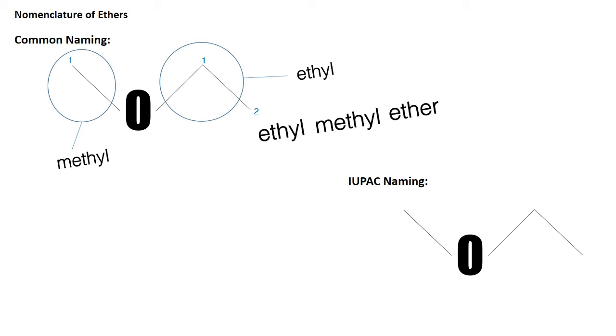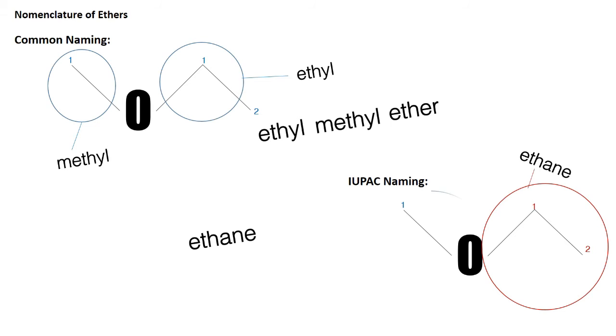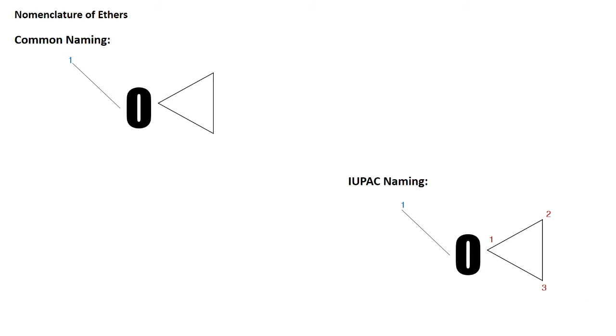Now, let's name it with the IUPAC naming system. First, look for the longest carbon chain. There are two carbon atoms in this group, thus it will be ethane. Here is the alkoxy group, and since only one carbon is attached, it will be called methoxy. And since the alkoxy group is attached to the first carbon, it will then be named as 1-methoxyethane.